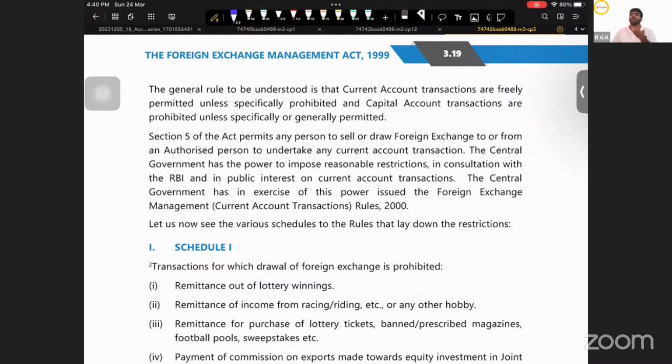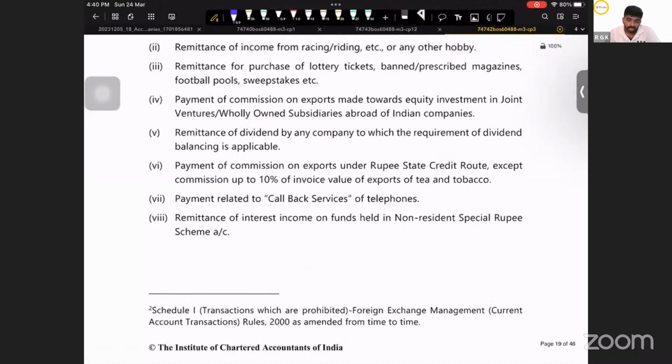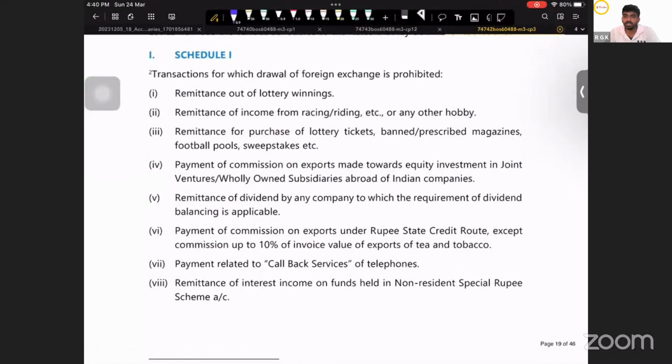So Schedule 1, what does Schedule 1 say? Transactions for which drawal of foreign exchange is prohibited. Prohibited means you cannot draw foreign exchange. You don't have any permission to draw foreign exchange for these 8 transactions.